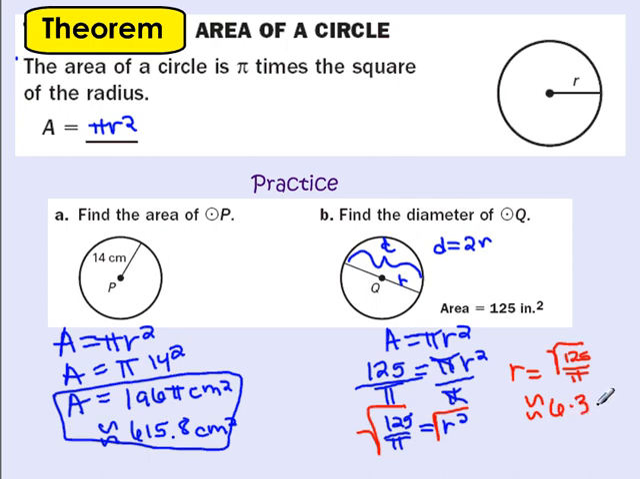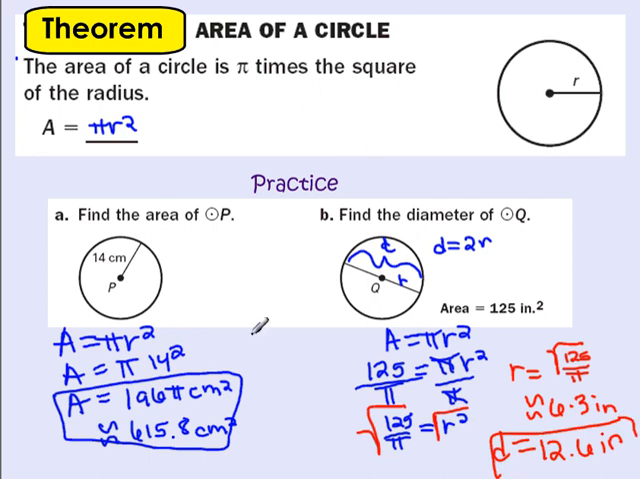6.3 inches, because we were dealing with inches squared previously. Now that's our radius. If we're interested in finding our diameter, we need to multiply this by 2. So we can say our diameter will be approximately 12.6 inches.